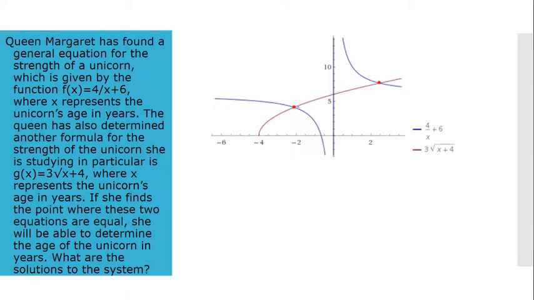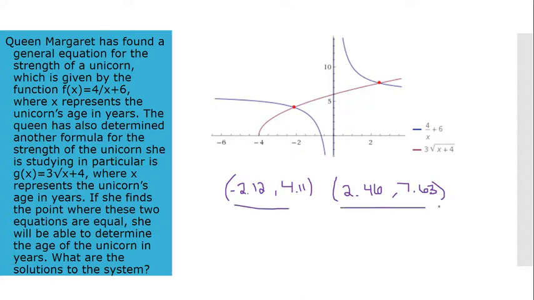From the graph, I was able to trace these two intersection points, and I got that the points are negative 2.12, comma 4.11, and 2.46, comma 7.63. So I just used the tool, graphed them, and then got my intersections off of the graphing software. So those are my 2 points of intersection.